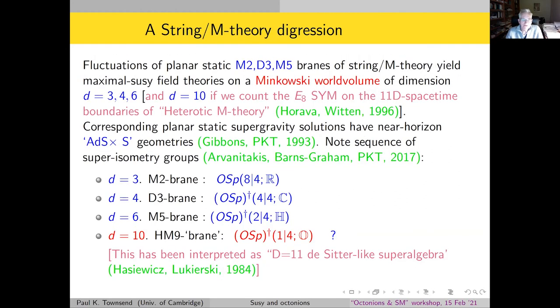It was up here, wasn't it? Yes. I could have just said super conformal and avoided the, but I wanted to do it.